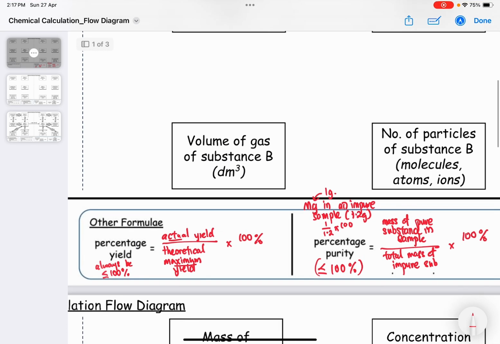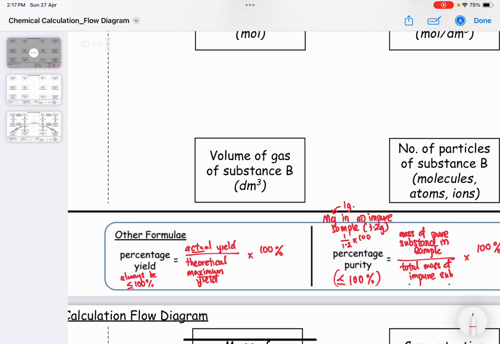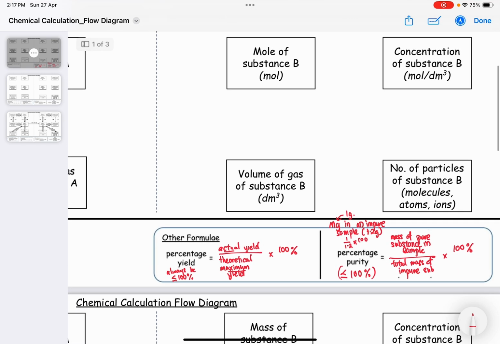So that's it for this part on using the flow diagram. The next part, which I will record again in the next video, will be to use this and go through some questions with it. Okay, so that's all.